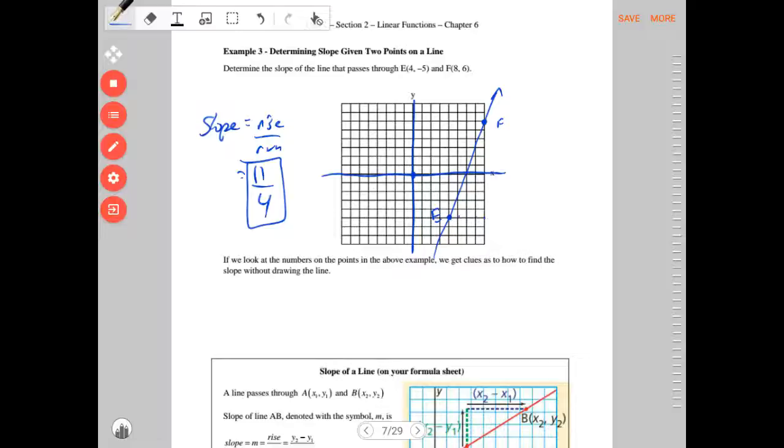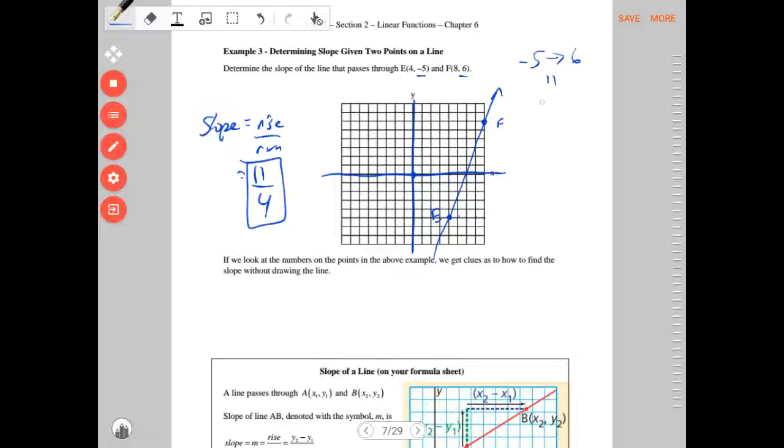There's got to be a different way. Now, if we look at the numbers on the points, we can get clues as to how to find the slope without drawing the line. Look, the rise talks about the vertical coordinates. So if we start at -5 and go up to 6, how far did we go? -5 to 6, that is 11 spaces.